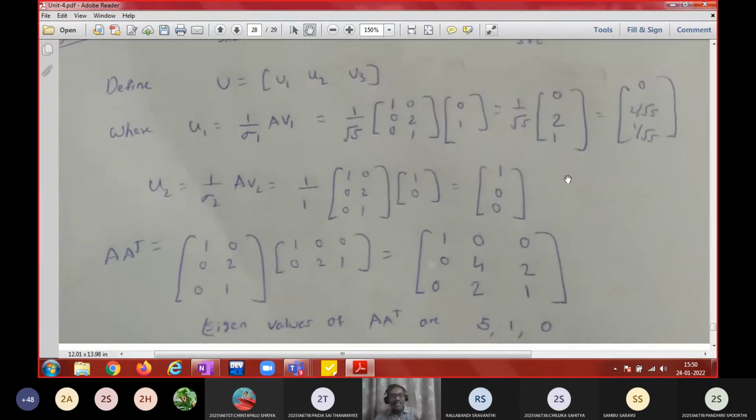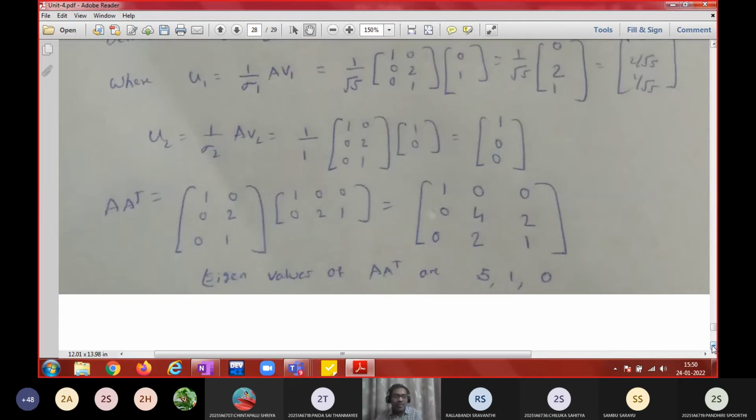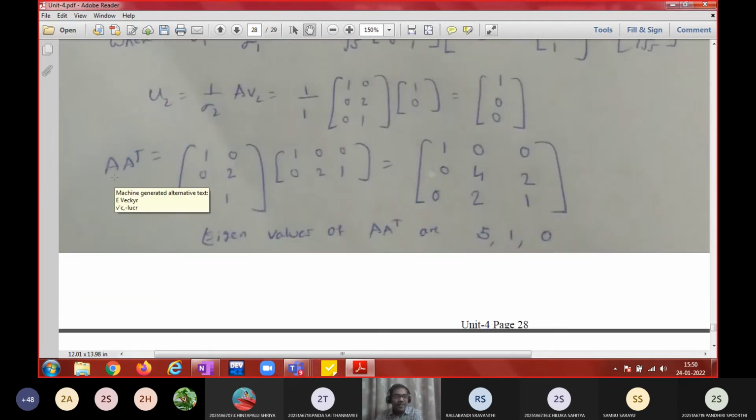As I told in the previous case, you can find U3 by taking the cross product of U1 and U2 and dividing by its norm. The other way is to find the eigenvector corresponding to lambda equal to 0 of this matrix. What is AA transpose? A is this, A transpose is here. This is a 3 by 3 matrix.